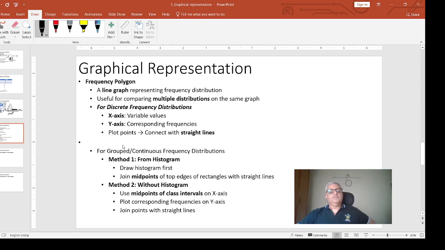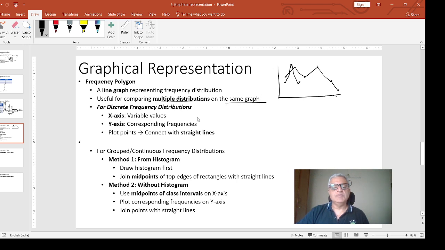So moving on from histogram, let's see what a frequency polygon is. A polygon is a line graph representing frequency distribution. It's useful for comparing multiple distributions on the same graph. So basically it's a kind of line graph, right? You basically depict the points and connect them, and you can then have multiple line graphs which you can compare on the same graph, right? So multiple distributions on the same graph can be compared.